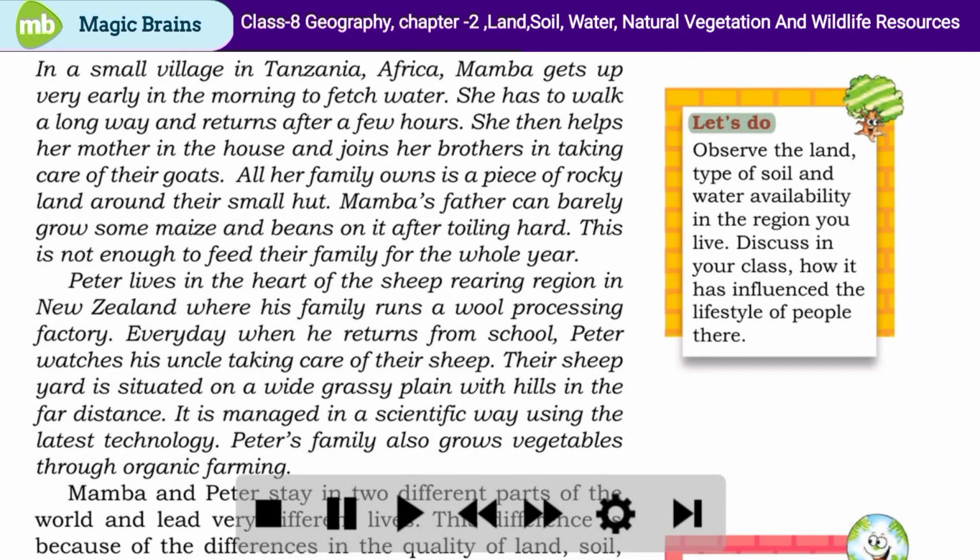On the right side, there is an orange box which reads, "Let's do." Observe the land, type of soil, and water availability in the region you live. Discuss in your class how it has influenced the lifestyle of people there.